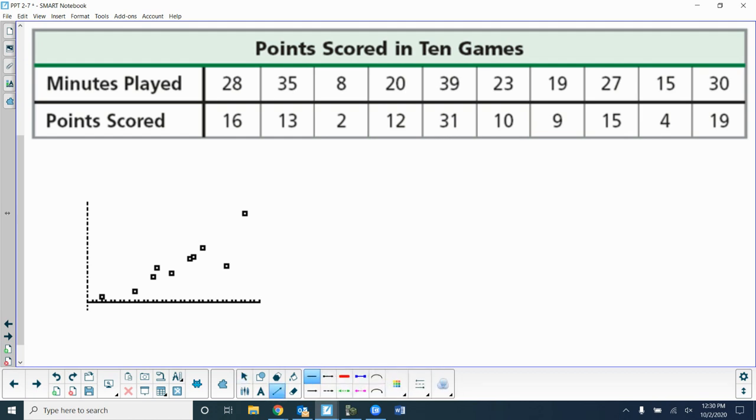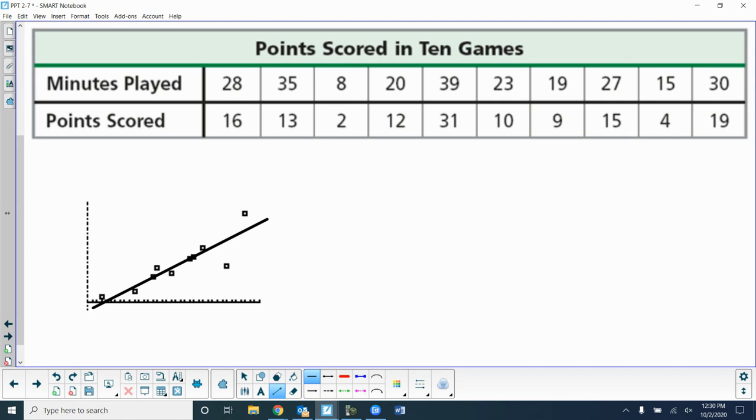So, I'm going to draw this in with my best guess. Remember, I'm trying to split this up so I've got about the same amount above it and below it. So you think about where your line might be. I'm gonna say it's gonna be about like that. I've got 3 below and 4 above, and a couple of them hit my line.